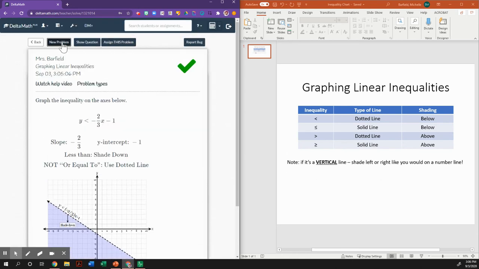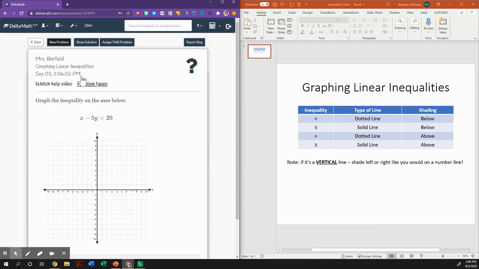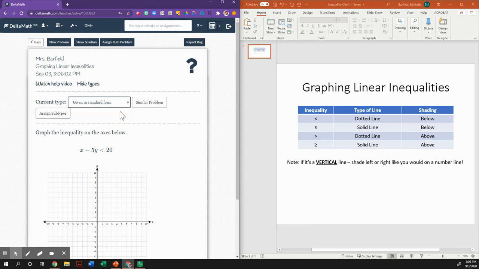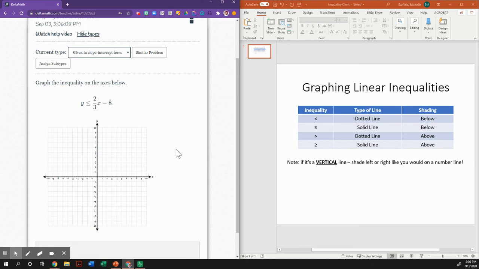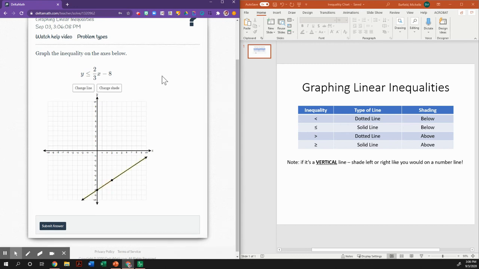Okay. All right, I'm going to do one more problem and then I think you'll have it. Okay. Let's switch my problem type. All right. Okay. So last one. So y is less than or equal to 2/3 x minus 8. All right, my starting point is negative 8. My slope is 2/3. So up 2, right 3, less than or equal to is a solid line, and I shade below.